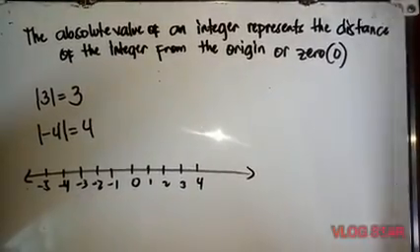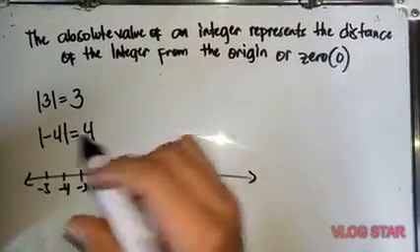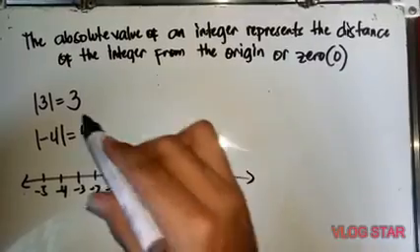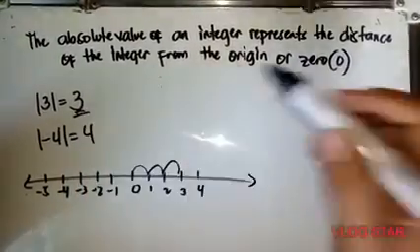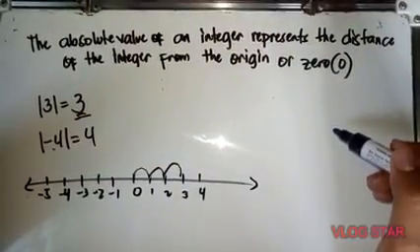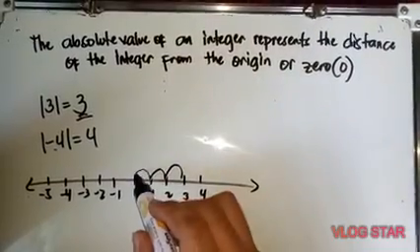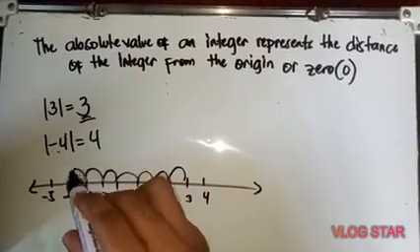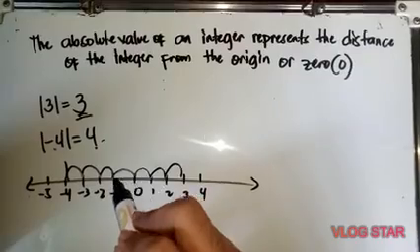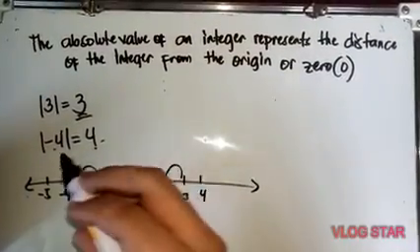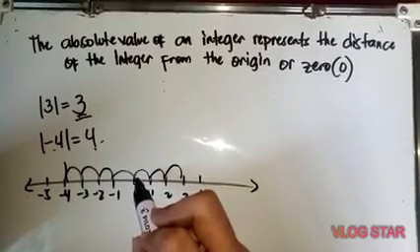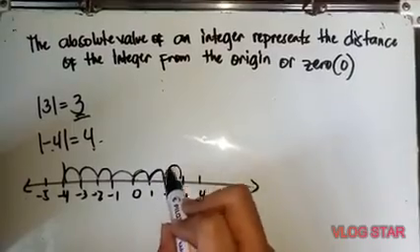It means: what is the distance of 3 to the origin? So let's count from 0 to 3. 1, 2, 3. So the absolute value of 3 is 3. Next, the absolute value of negative 4. So the distance of negative 4 to 0: 1, 2, 3, 4. So the absolute value of negative 4 is 4, because its distance from 0 is 4 units. Next, the absolute value of 3 is 3, because the distance of 3 from 0 is 3 units. 1, 2, 3.